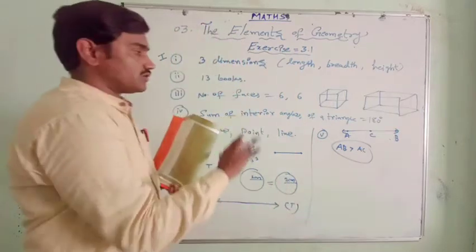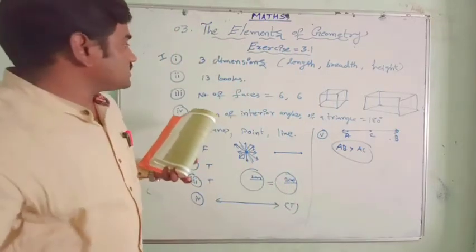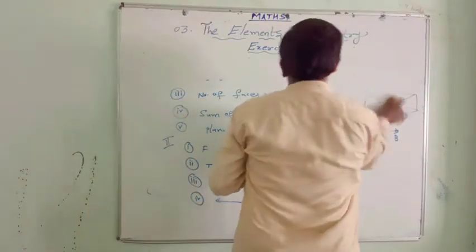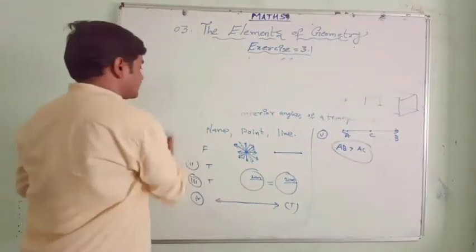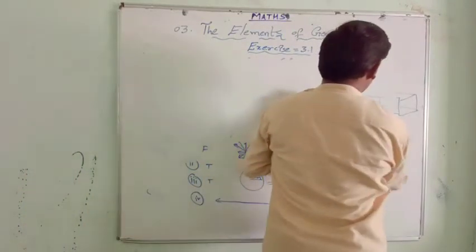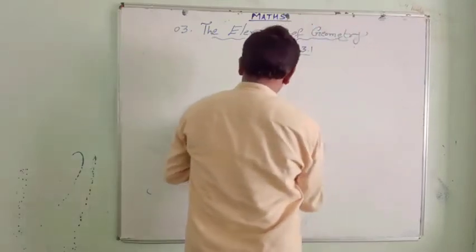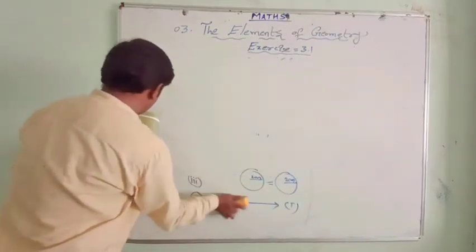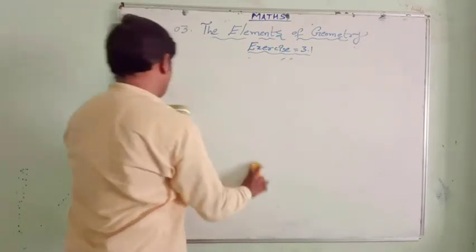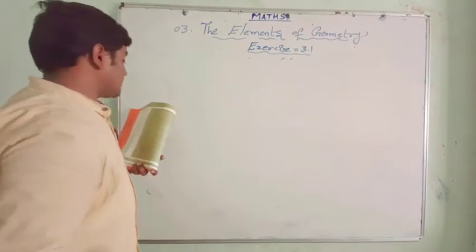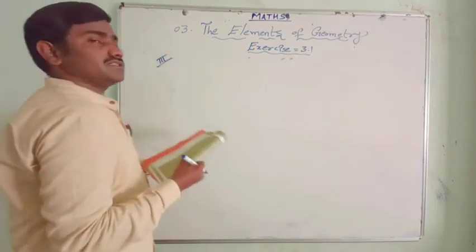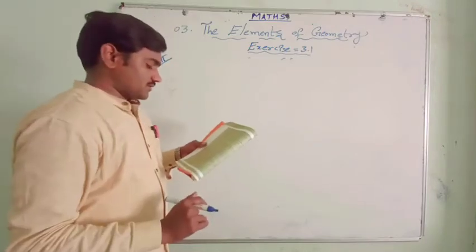So this is the first bit and second bit. The first bit is questions and answers: what is a solid figure, how many books are in Euclid's Elements, how many dimensions a solid figure has, how many faces a cube and cuboid have, and undefined terms according to Euclid, and the sum of the interior angles of a triangle. Very simple questions in the first bit, and in the second bit we have seen true or false.